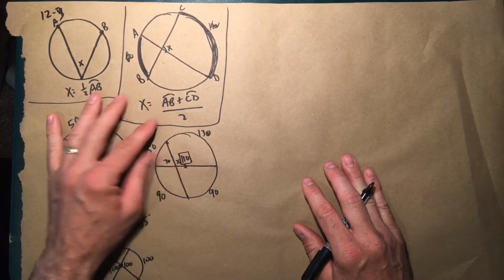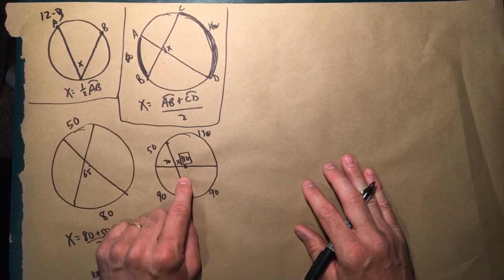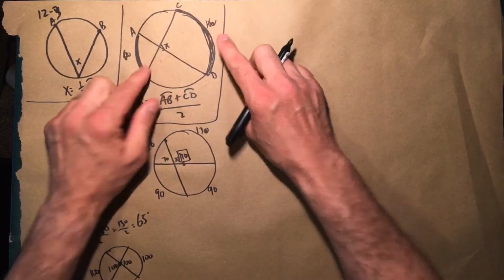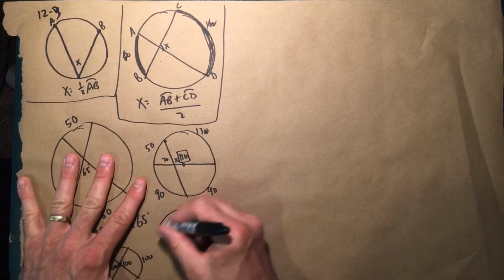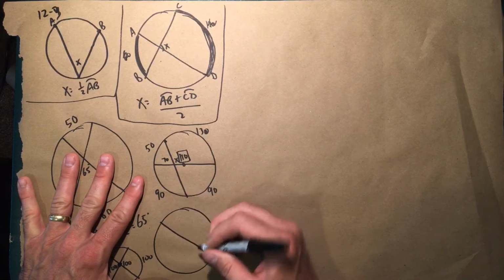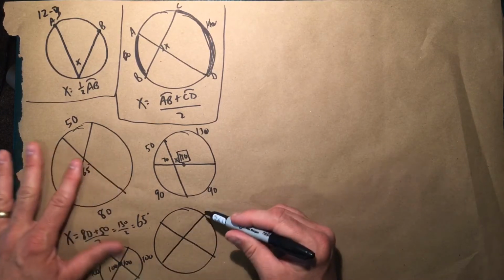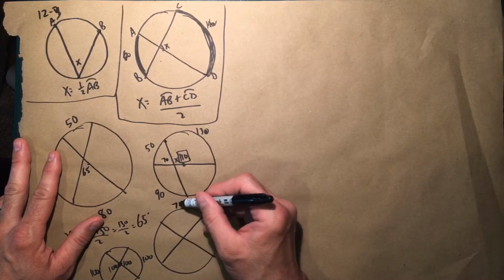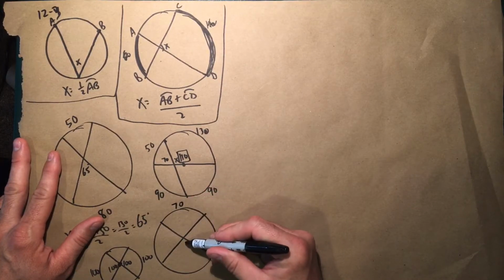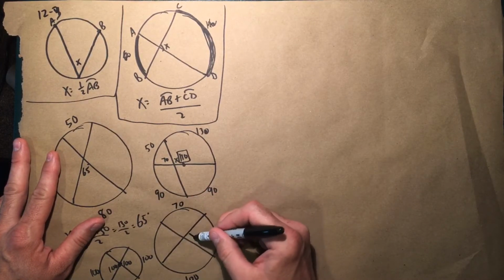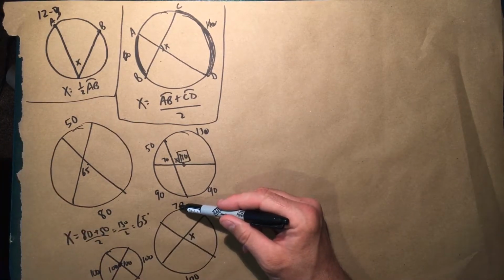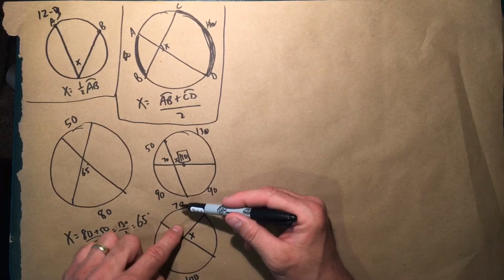Okay, so if it's inside anywhere, just add them together, divide by 2. Add them together, divide by 2. The most complicated for the beginning is they might give you a picture something like this and say, that's 70, that's like 100, find X over here. No biggie. You can still just find out what these two add up to. 170 divided by 2 is 85.